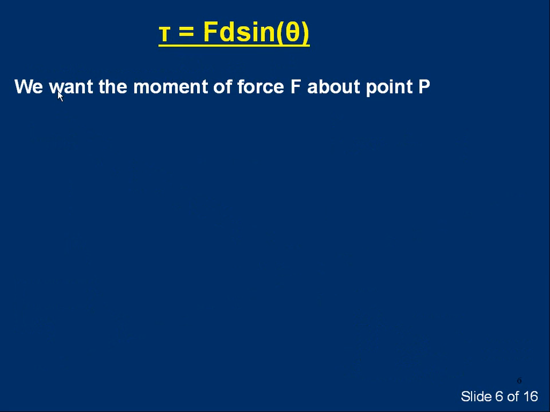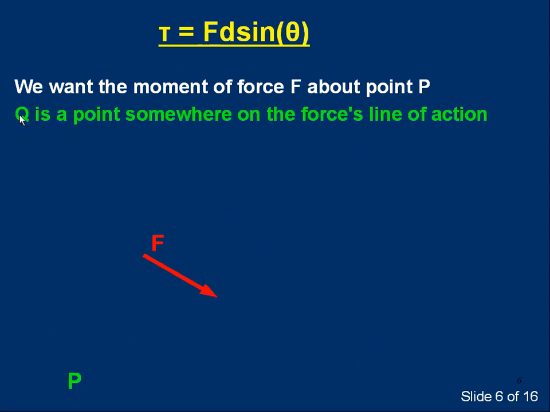Let's suppose we want to find the moment of force F about some point P. Let's draw the force, and let's draw point P down here. How do we do it? Well, let's suppose Q is a point somewhere on the force's line of action. So we draw the line of action. I need a point Q. It could be anywhere. It could be down the bottom here, the tip of the arrow, in the middle of the arrow, at the tail, up here. Point Q could be anywhere. Let's mark a point Q up here.